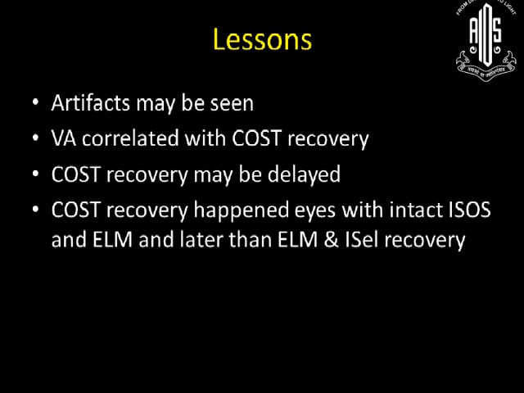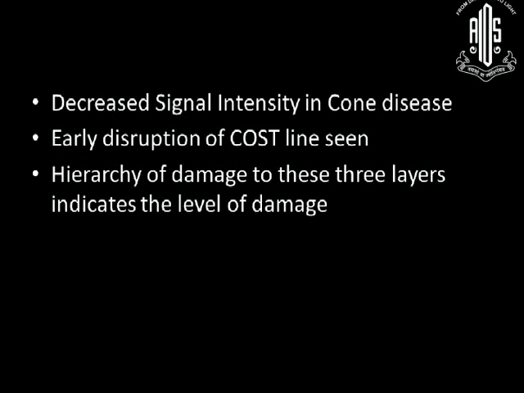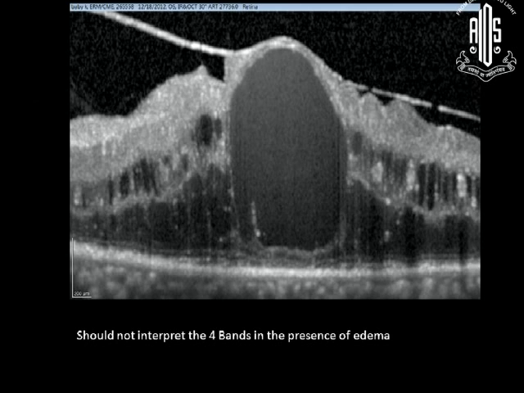It happens in eyes with intact eye cell and ELM, which means the supporting elements have to be intact for the rest of the photoreceptor outer segments to develop over time. There is decreased signal intensity when there is cone disease specifically. There is a hierarchy of damage. So these could be the concepts that we take away from these 5 or 6 studies, and with the evolving evidence, it seems that the coastline is getting more and more important. These are some of the pictures that we have collected, and you can see this.